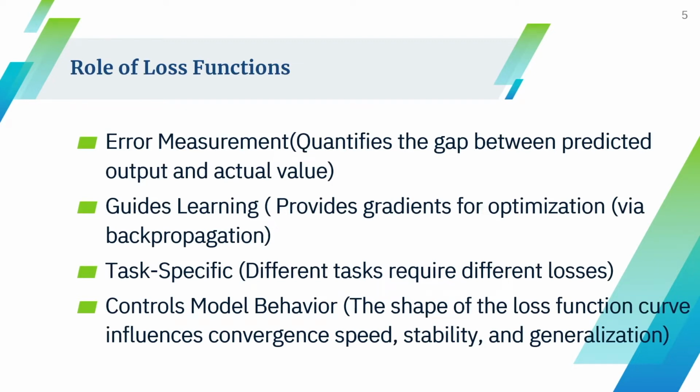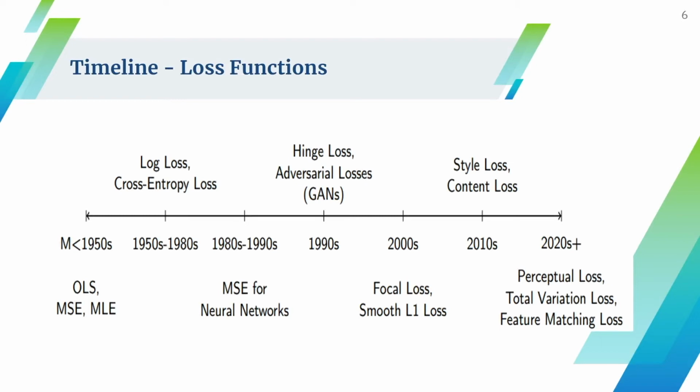Now moving on to the role of a loss function, we see that loss functions are the error measurement. They measure the gap between the actual and the target values. Moving on to the next one, it guides the learning process, and it depends upon the various tasks that have been given. Moving on to the last one, it controls the model behavior depending upon the speed, stability and the generalization.